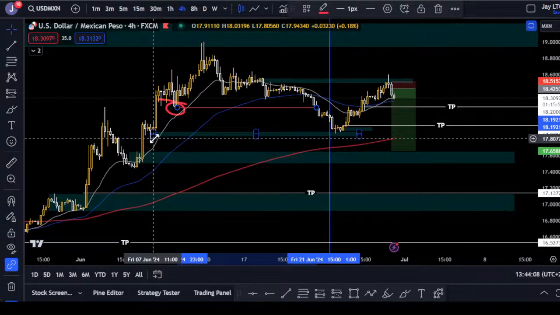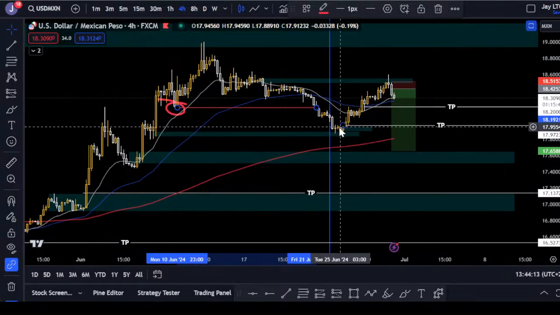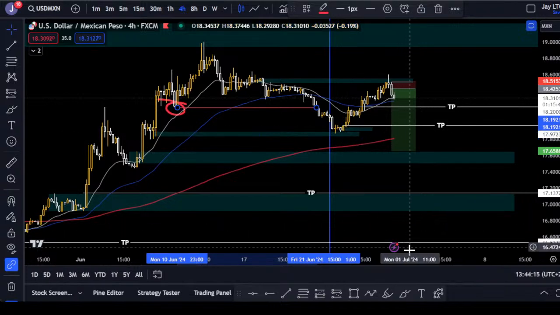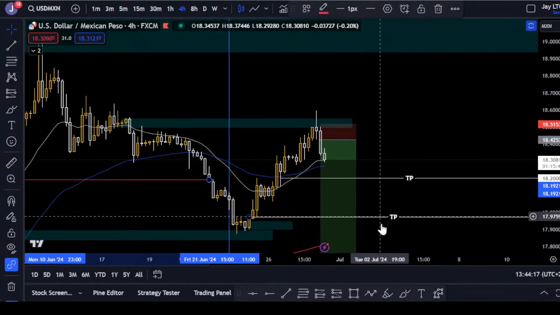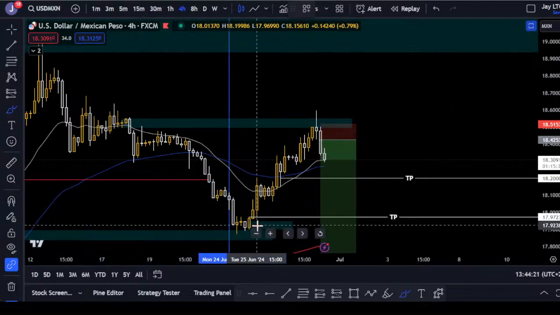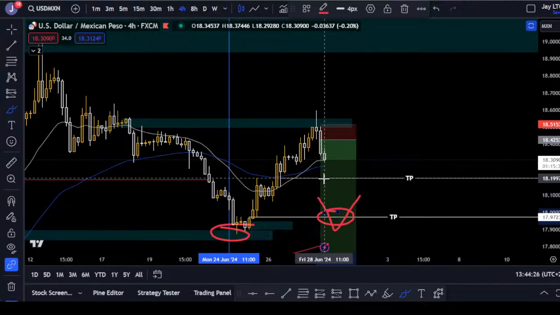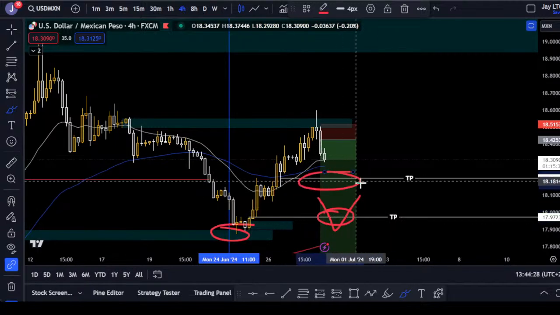Why is this one stronger than this one? Because this one broke this high. And this is also why on top of this order block here, we have take profit, because we know market is going to have some form of reaction when it hits that order block. So you want to have a take profit there, but the first take profit is in this order block here.